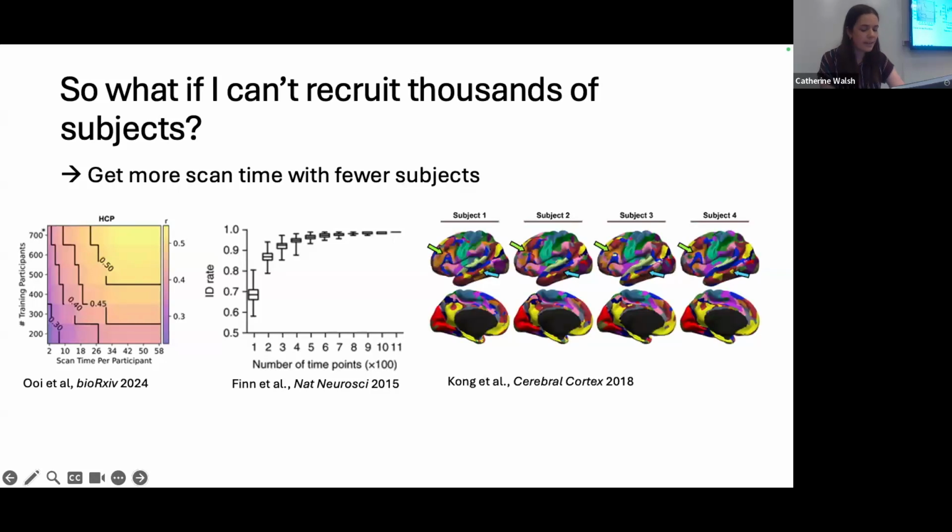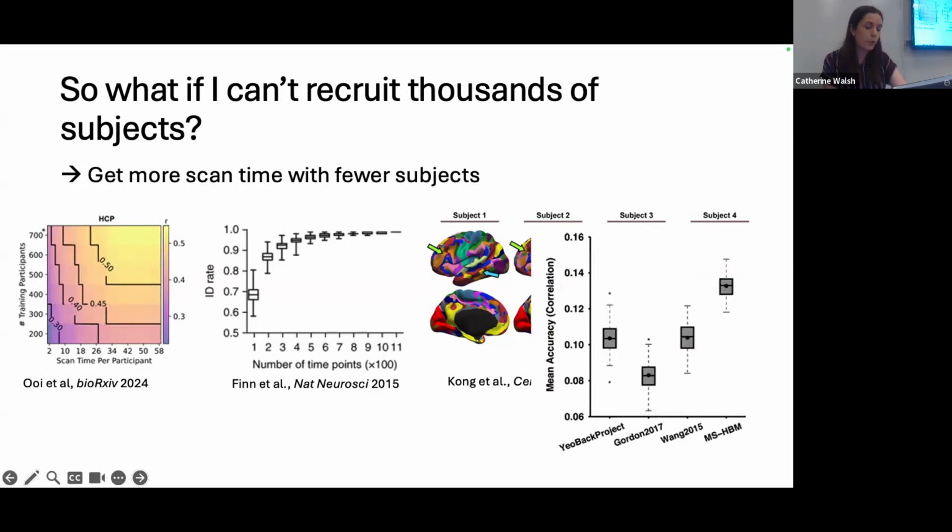Finally, having more scan time allows you to do fancy individual parcellations, which, as opposed to taking group-level parcellations, look at where there might be activity and find places of individual variation, which may improve prediction accuracy relative to other group-defined parcellations. So you can see that for this MS-HBM, the prediction accuracy is higher than these other standard parcellations.